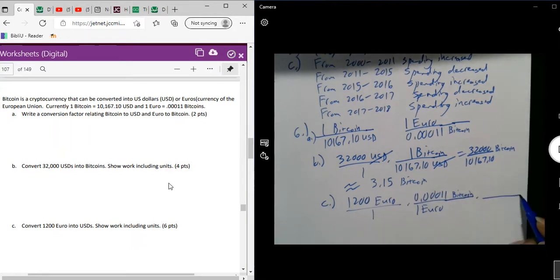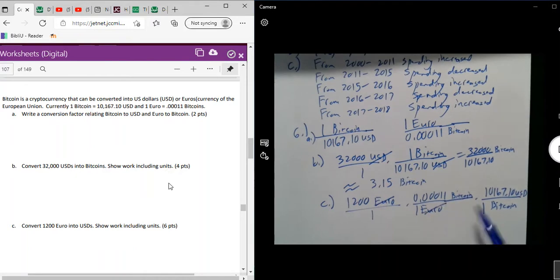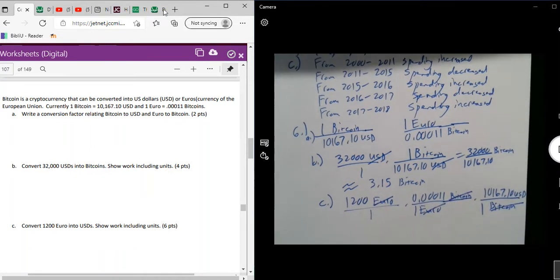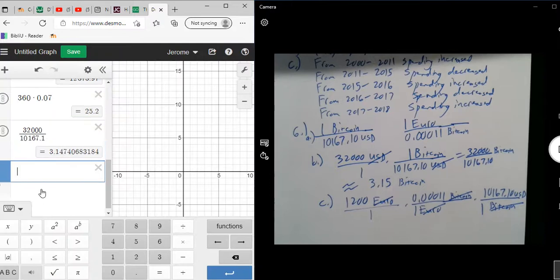Now, 1 Bitcoin is the equivalent of 10,167.10 US dollars. So the euros would go, the Bitcoins would go. So now we will multiply this out.